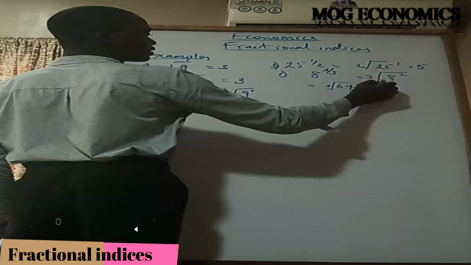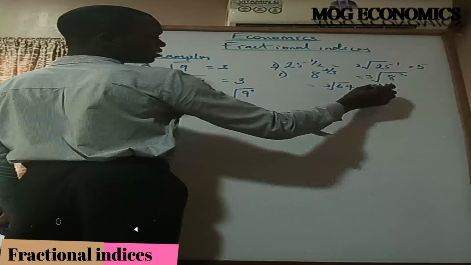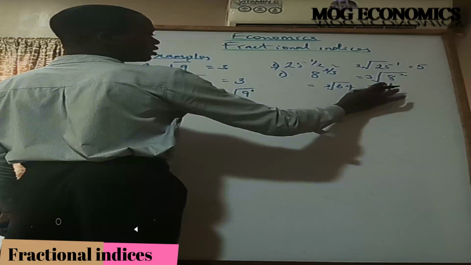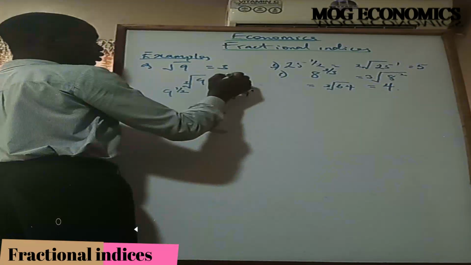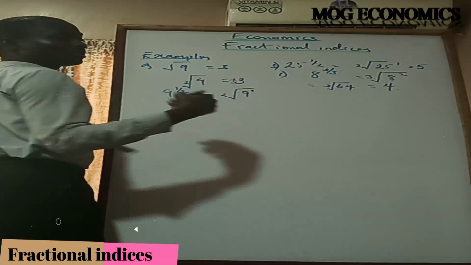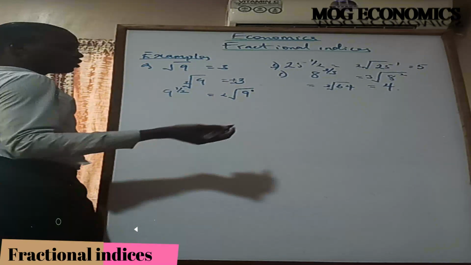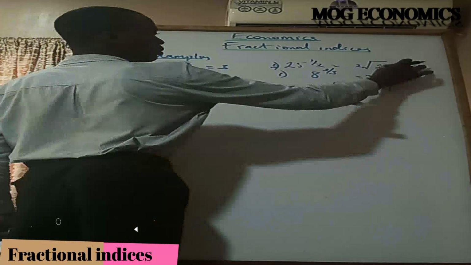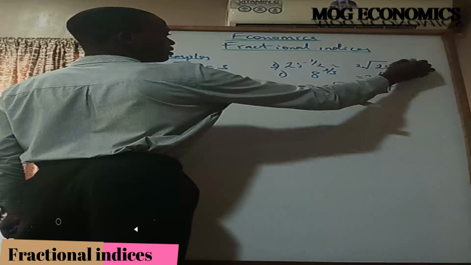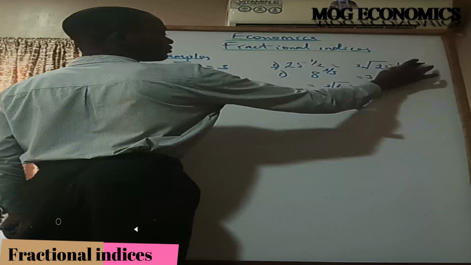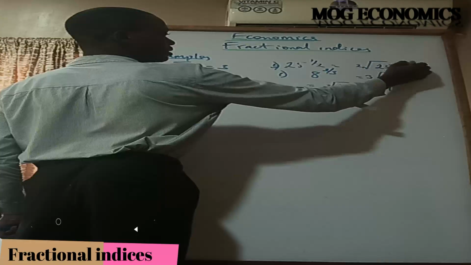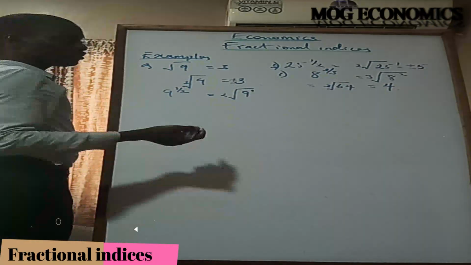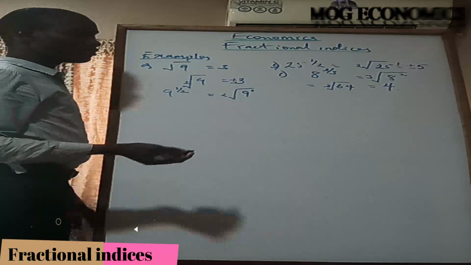So plus or minus 4 actually? Do we need that? No. It's just 4. It's not plus or minus 4. It's this one that is plus or minus 3, because minus 3 times minus 3 will give you 9, and plus 3 times plus 3 will give you 9. This one is plus or minus 5: plus 5 times plus 5 will give you 25, and minus 5 times minus 5 will give you 25.